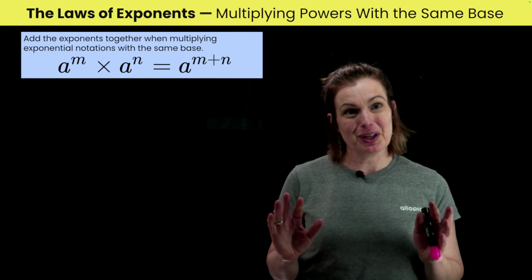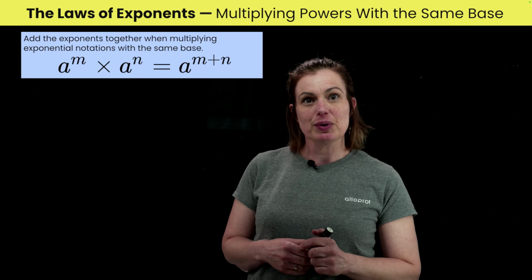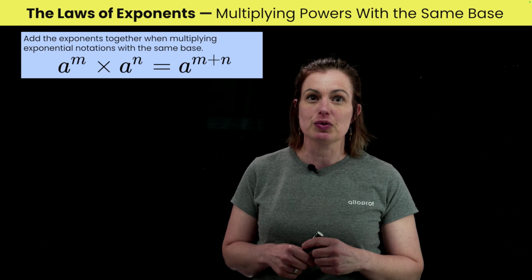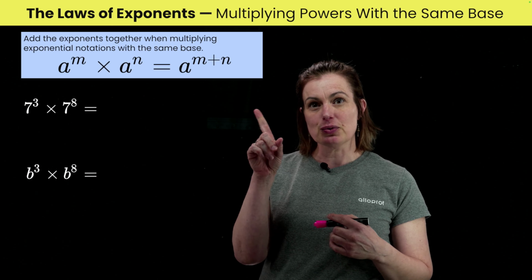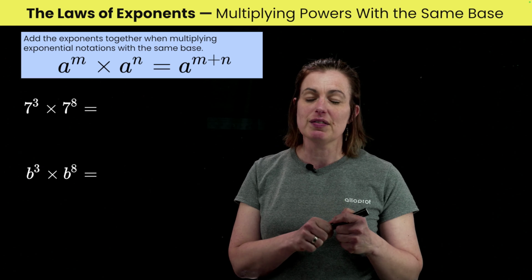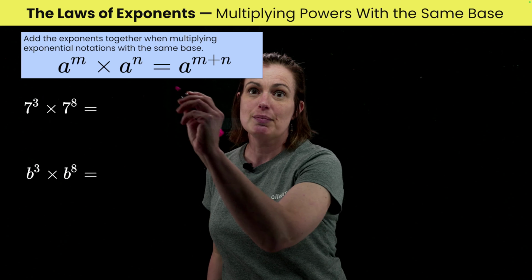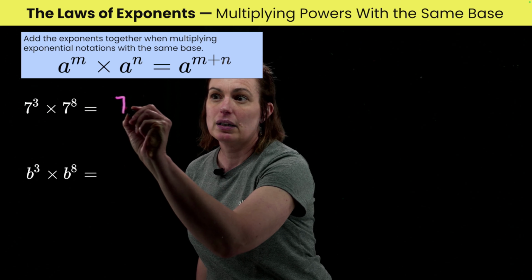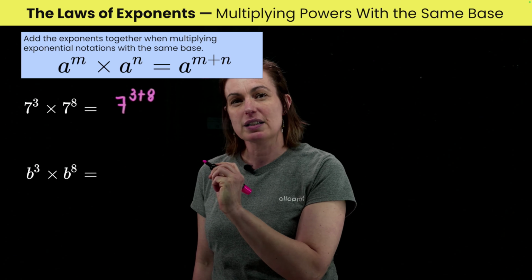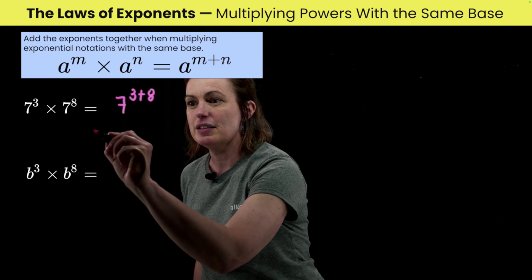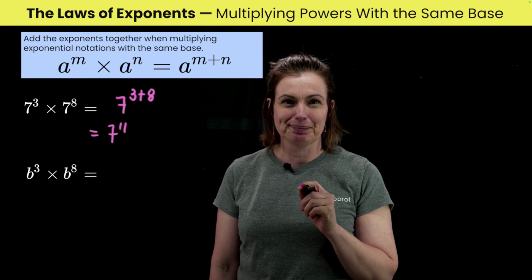Okay, so now we're going to look at multiplying powers with the same base. In this case, you add the exponents together when multiplying exponential notations with the same base. So we've got our example here. In the first one, we have a base of 7. So 7 exponent 3 times 7 exponent 8. We just have the same base. So we're going to take our exponents and add them together. So we would get 7 exponent 3 plus 8, which finishes as 7 to the exponent 11.